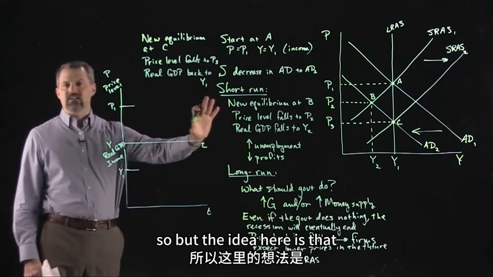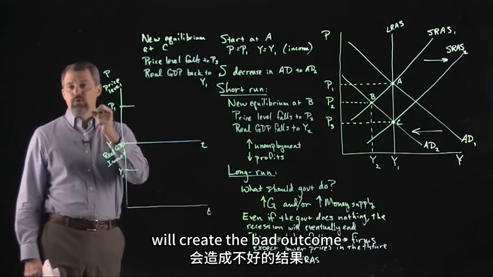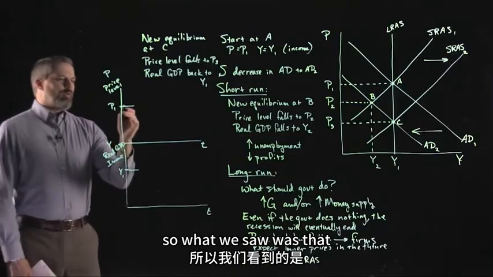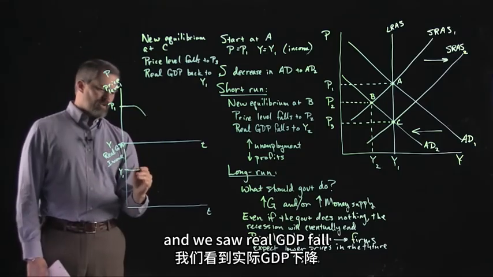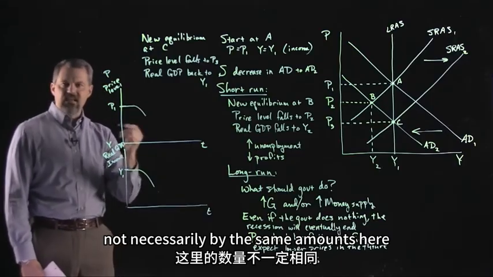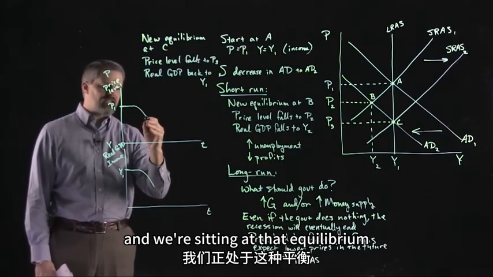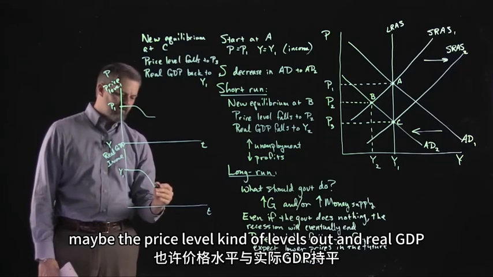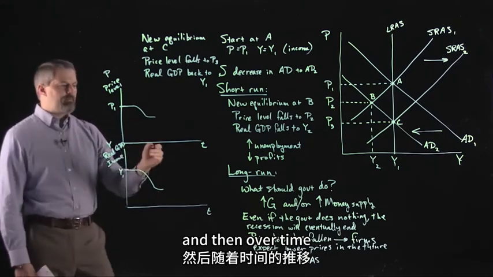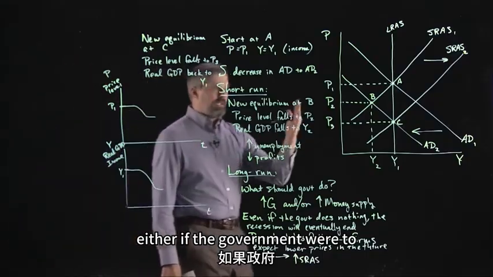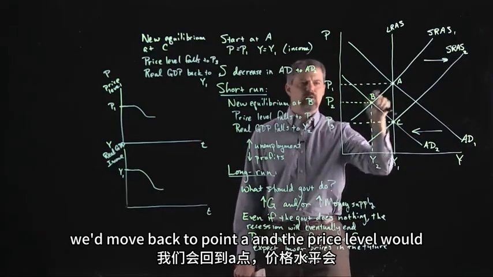But the idea here is that pessimism, fear of a bad outcome, at least with an economy like this, will create the bad outcome. So what we saw was that when that aggregate demand curve shifted, we saw the price level fall, and we saw real GDP fall. Not necessarily by the same amounts here. And then we moved to that equilibrium there at point B, and we're sitting at that equilibrium, so maybe the price level kind of levels out and real GDP levels out there for a while. And then over time, if the government were to shift aggregate demand back to the right, in that case we'd move back to point A and the price level would go back to P1.